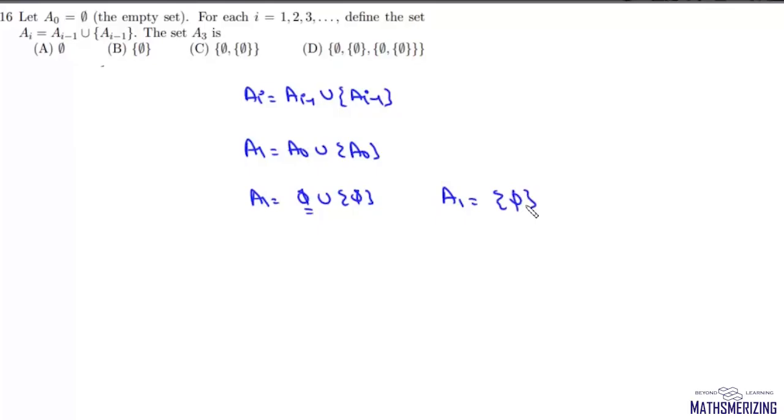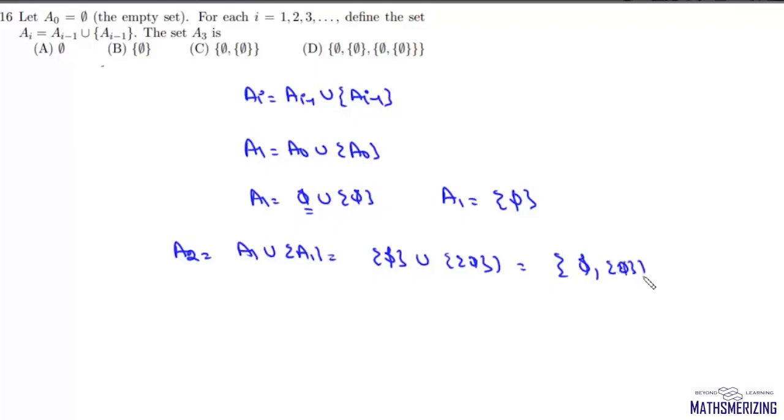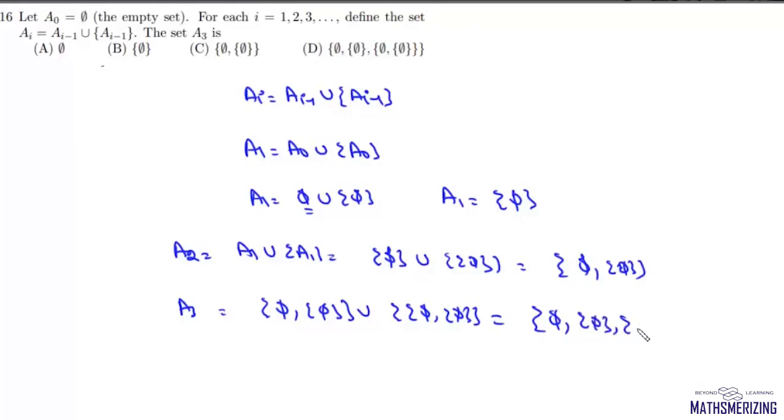So here we can simply write A1 as this set {5}. Now A2 will be A1 union this set A1. So it will be simply 5 union set of 5. So it will be 5 and set 5, and then A3 will be 5, set 5 union set of 5 and set 5. So it will be 5, set 5 and set of 5 and set 5, and which is your option D.